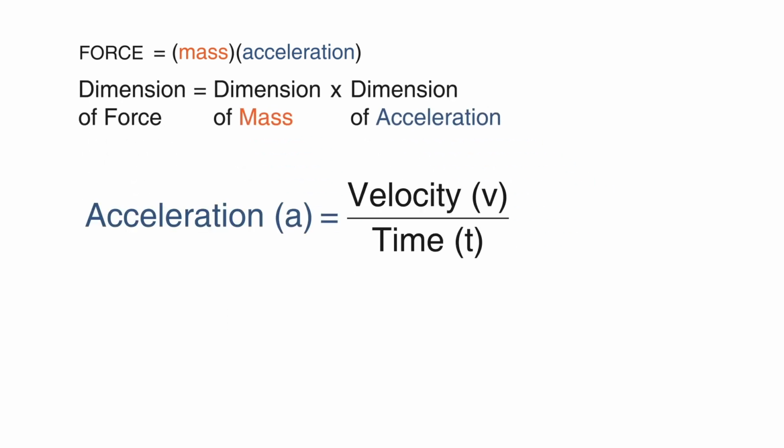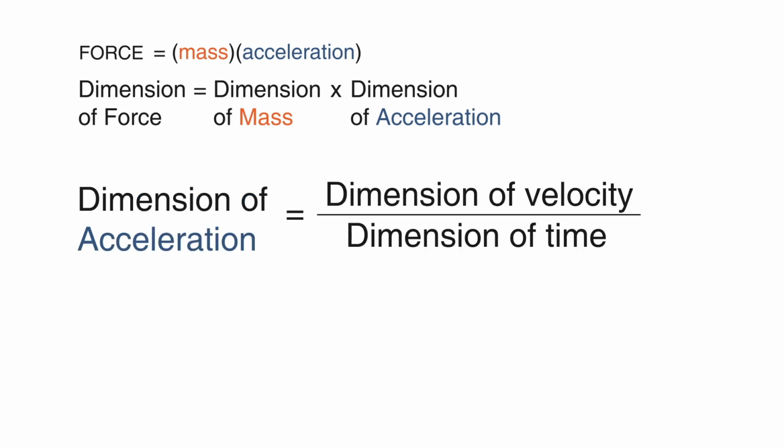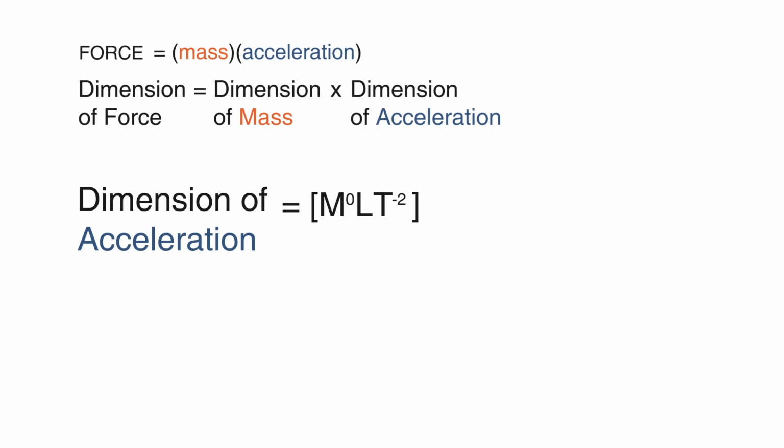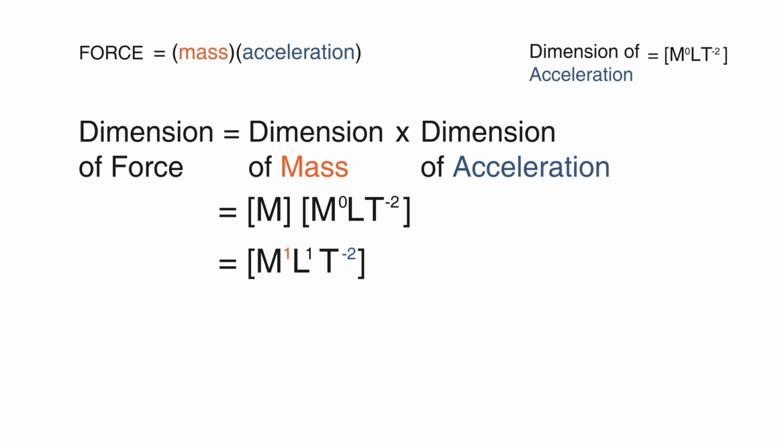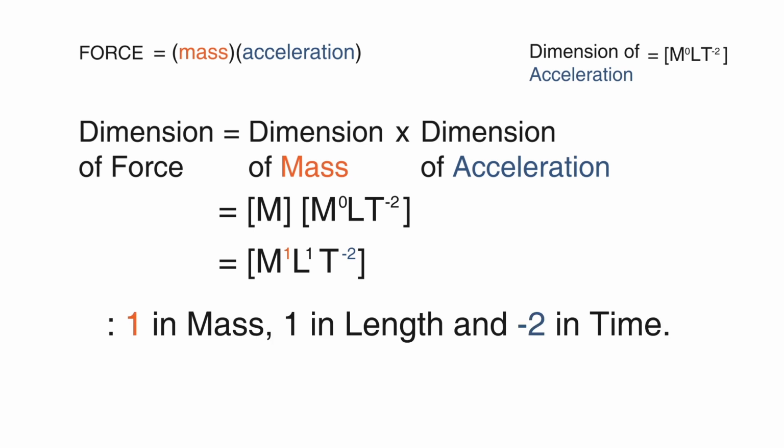As per its definition, acceleration is velocity over time. Hence, the dimension of acceleration is equal to the dimension of velocity divided by the dimension of time. Since we already know the dimension of velocity as LT^-1, the dimension of acceleration can be written as LT^-1 divided by T, which is equal to M^0 L T^-2. Hence, the dimension of force can be written as M times M^0 L T^-2. That is equal to M^1 L^1 T^-2 and can be read as the dimension of force is 1 in mass, 1 in length and minus 2 in time.